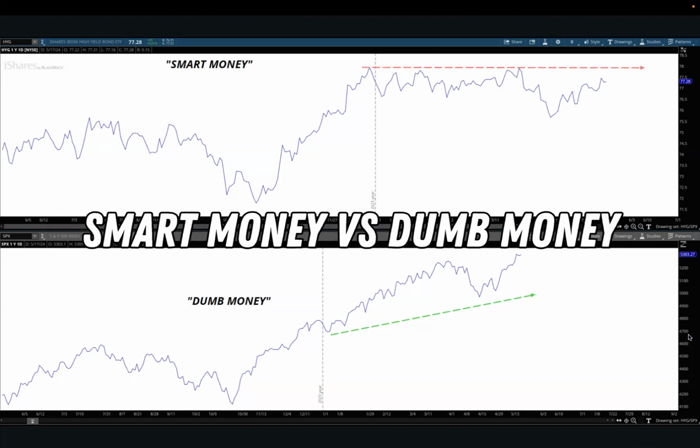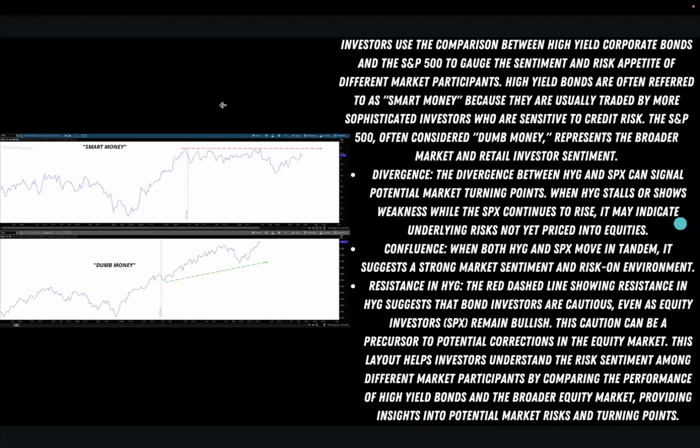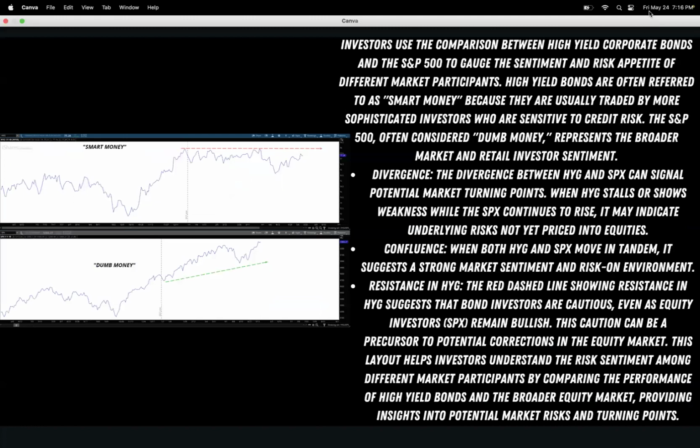We're gonna go over the smart money versus dumb money chart in today's video. Now, investors use the comparison between high yield corporate bonds and the S&P 500 to gauge the sentiment and risk appetite of different market participants. High yield bonds are often referred to as smart money because they're usually traded by more sophisticated investors who are sensitive to credit risk. The S&P 500, often considered dumb money, represents the broader market and retail investor sentiment.